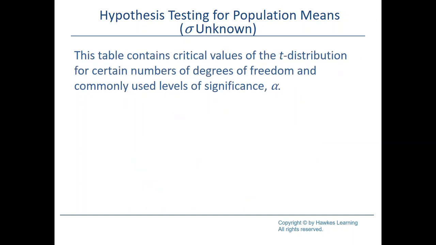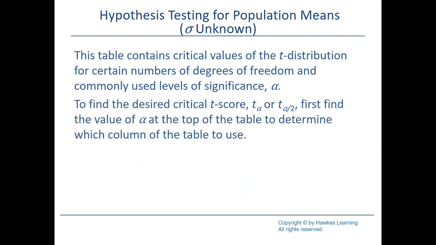Okay, so this table contains the critical values for your t-distribution for certain numbers of degrees of freedom. Remind yourself that we normally call our level of significance alpha. That will be found in the problem itself. Typically, when we talk about alpha and that level of significance, that's going to give us our critical t-score. This is basically our cutoff region for rejection. Now it'll be either T alpha or T alpha over 2.